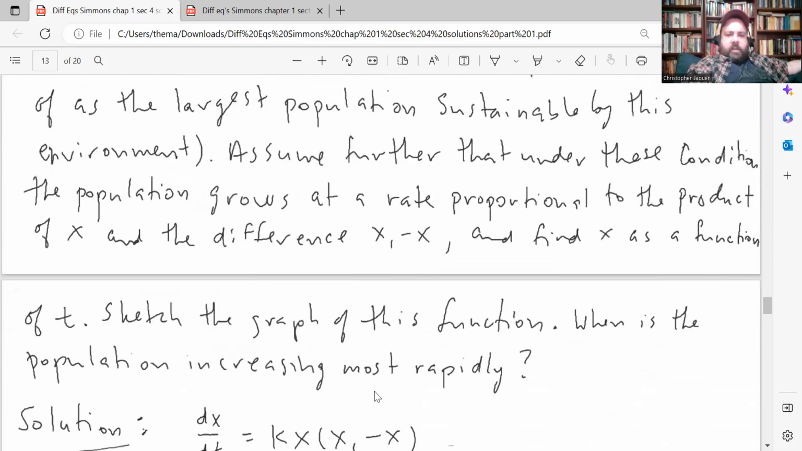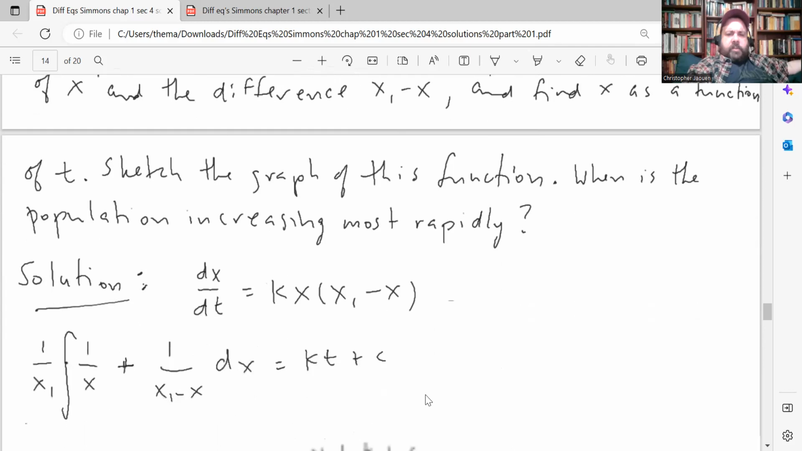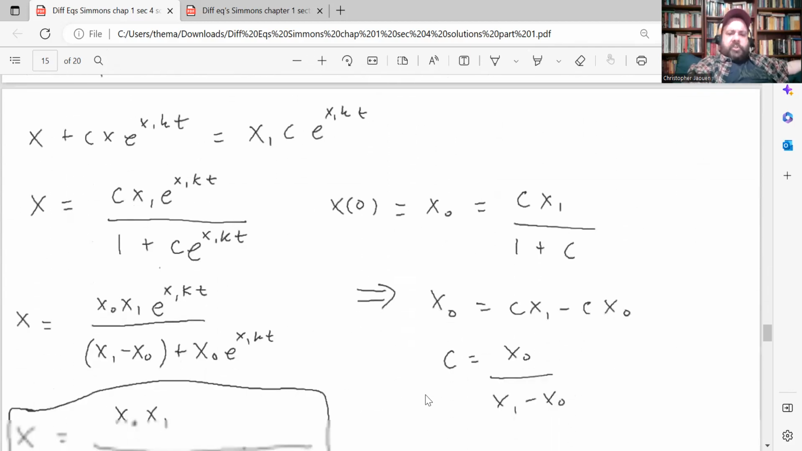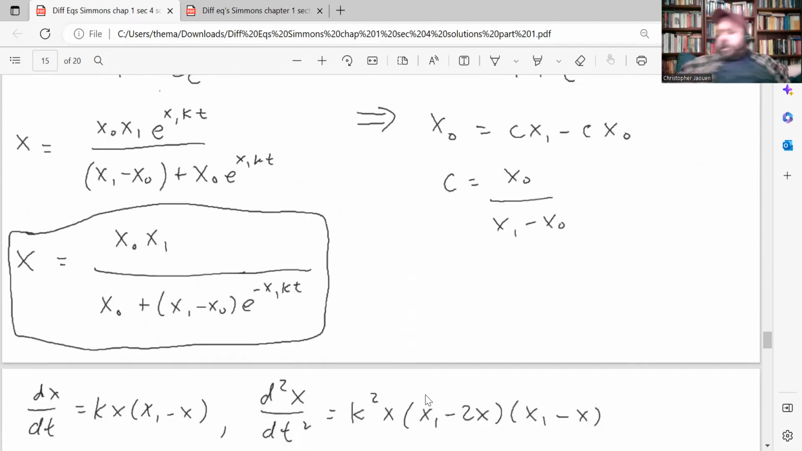And now I forget what they ask us to do again. Find x as a function of t. We did that. Sketch the graph, and when is the population increasing most rapidly? Let me draw the graph first. I'll do that on the side here because I just realized that I forgot to graph the function. But if you do it, I won't do it exactly, but I'll graph it approximately. Let me do this on the whiteboard so that it's easier to see.